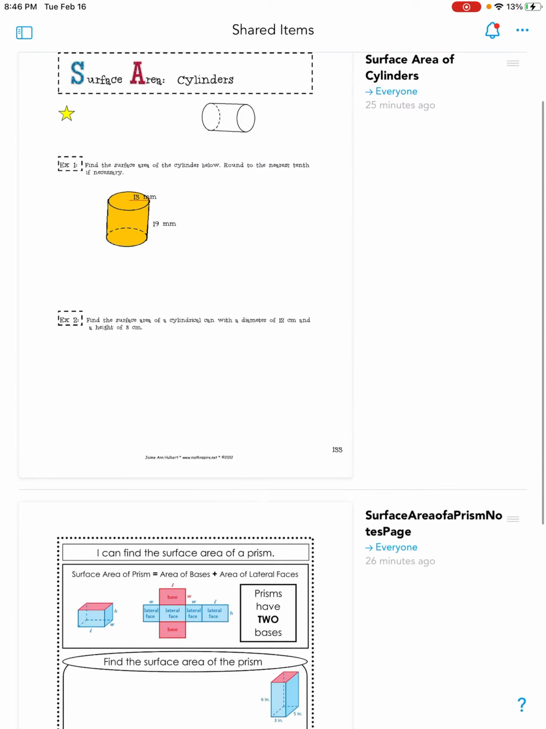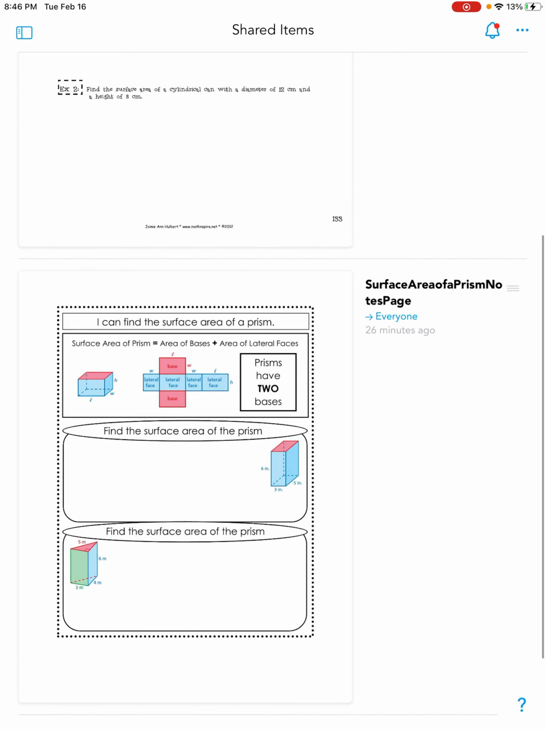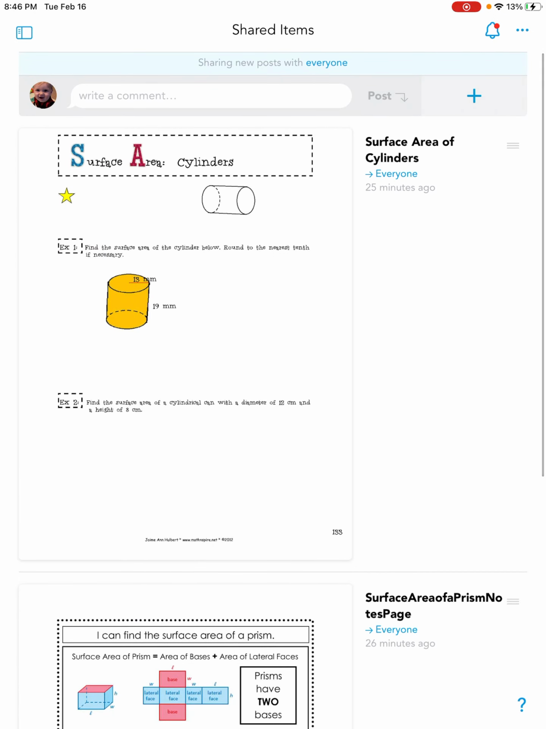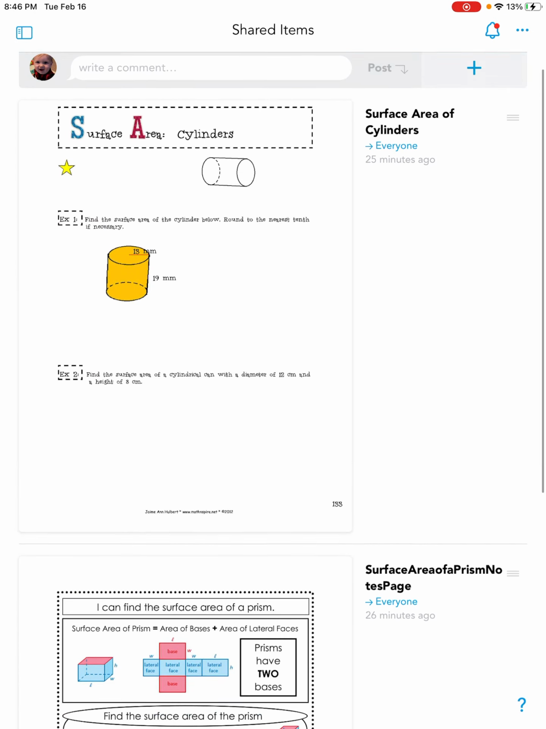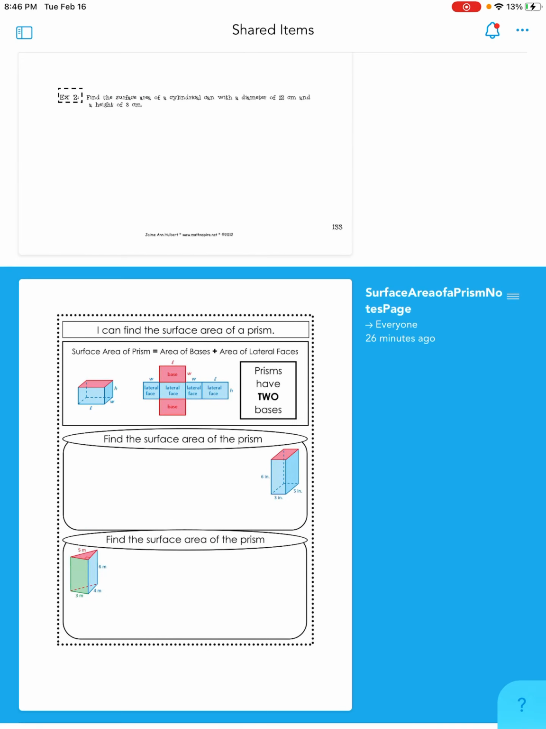I want you to notice that there are two attachments in your Shobi notes. The first one has to do with some prisms, and then the second one is the cylinders. We're going to do both, so pay attention to when I leave those prism notes and go to the cylinders.